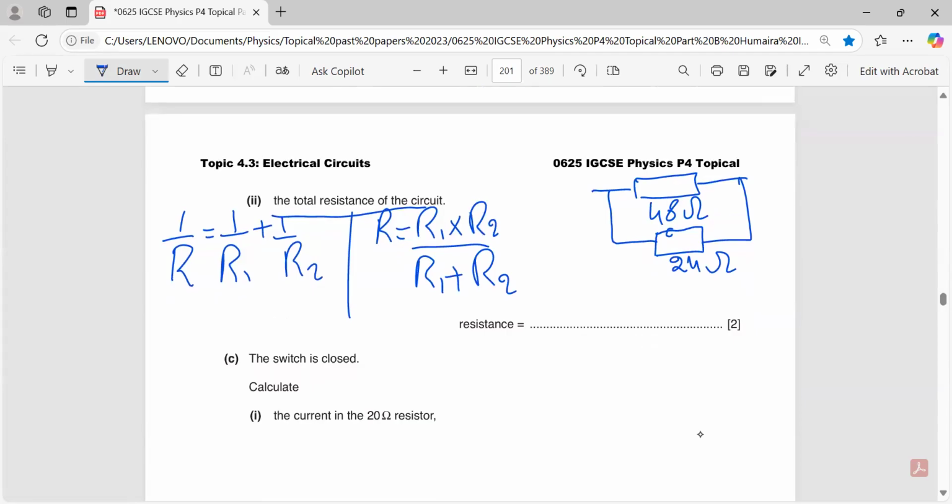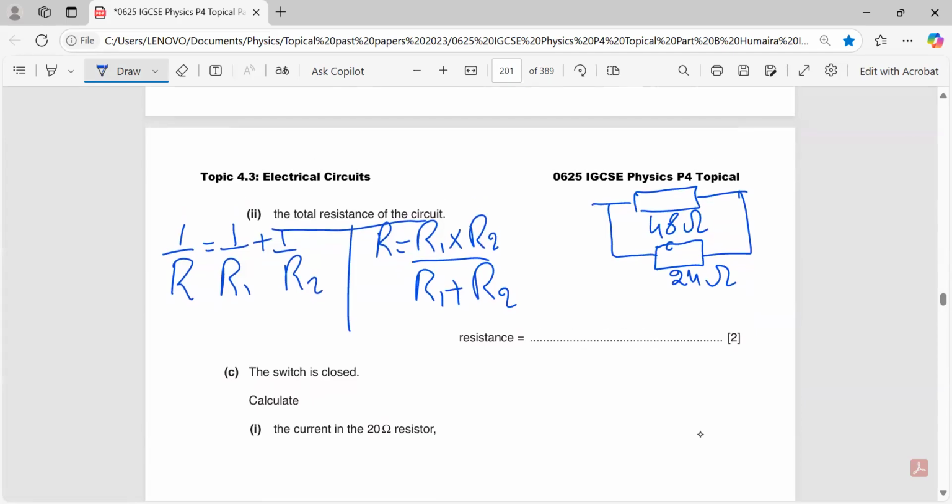So when you use this formula to find its answer, we are just applying here 48 times 24 divided by 48 plus 24. So when you solve using the calculator, you get the answer, which is 16 ohms. Okay, so 16 ohms is the answer for it.